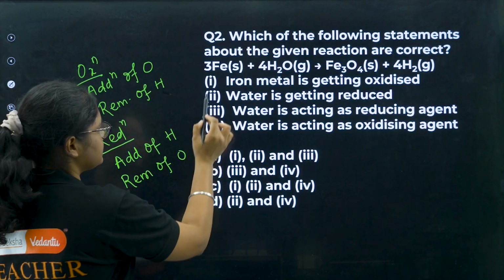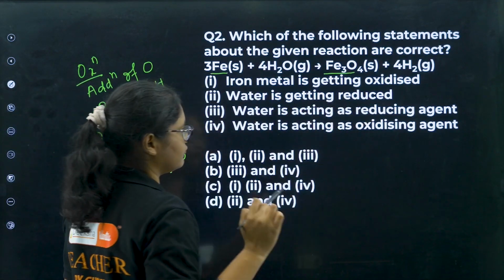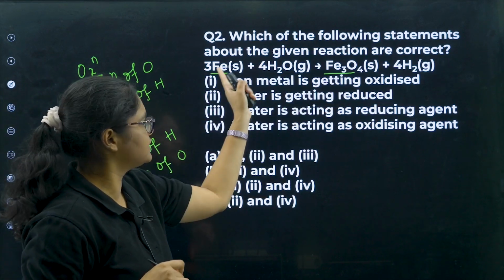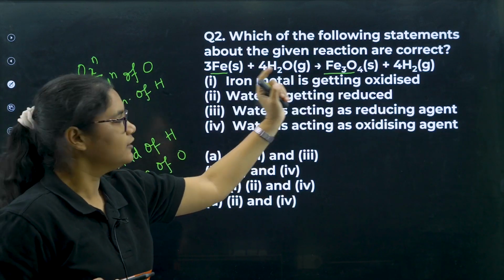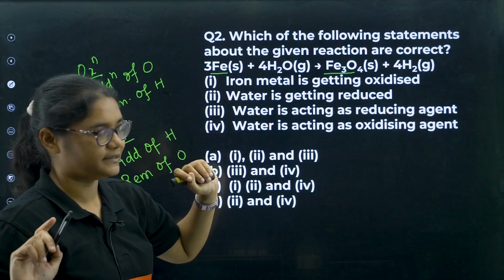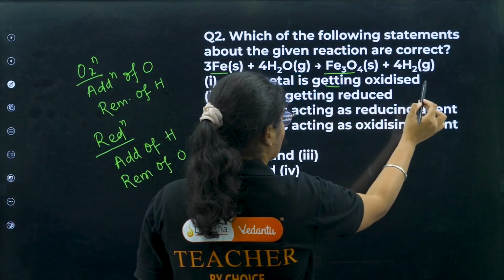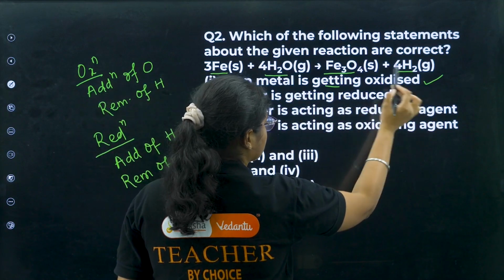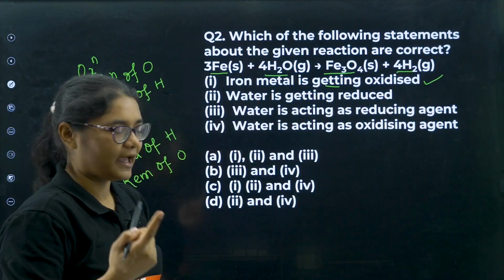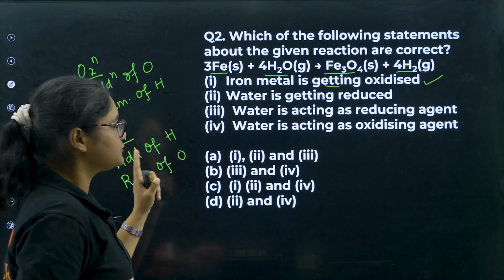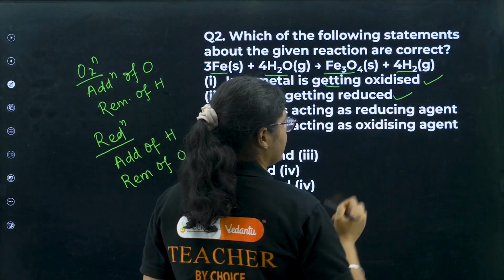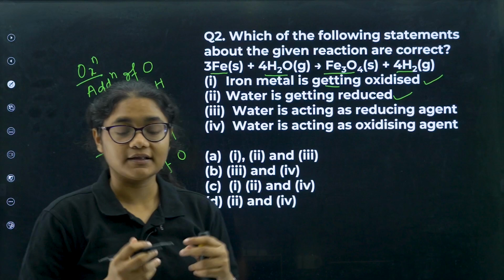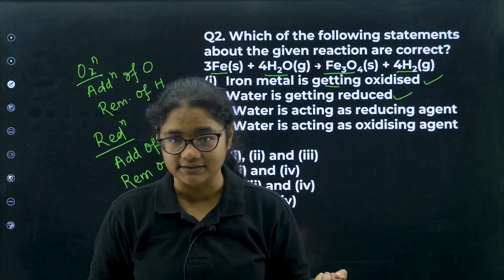Now if you see in this reaction Fe to Fe3O4, what is happening? You can see that oxygen is getting added to Fe, right? So I can say that Fe is getting oxidized, okay. So iron metal getting oxidized is a correct statement. Now if you see H2O to H2, oxygen is removed, right? And removal of oxygen is reduction. So I can say that H2O is getting reduced. This is also correct.